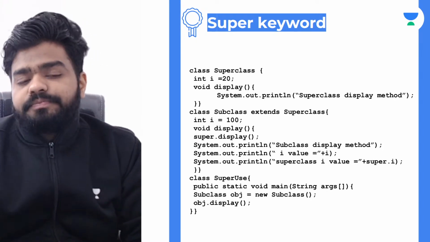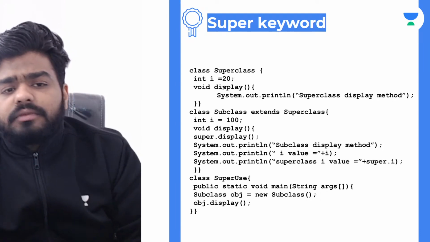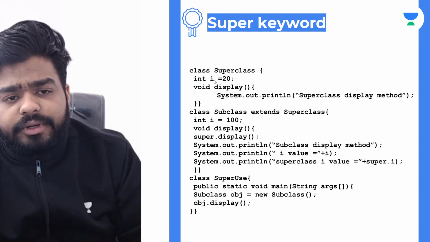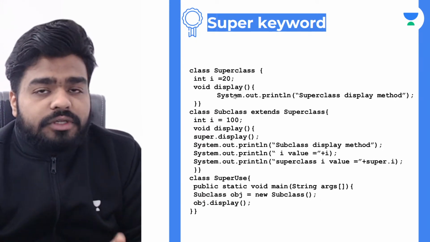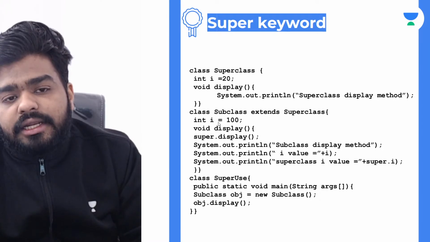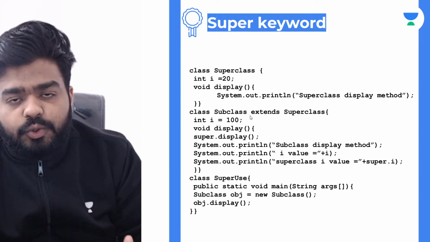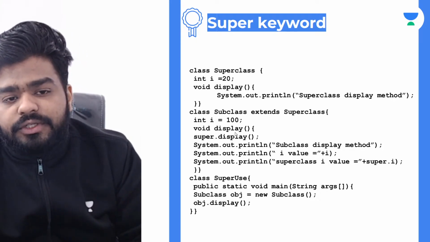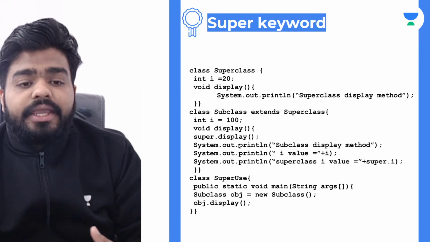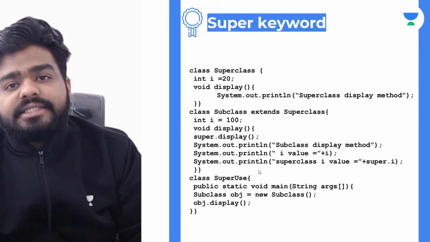So you can see here, we have a class superclass. We are having a basic parent class, basically a superclass, with i equal to 20, and then a display function which you have written here. And then we have a child class in which we have subclass extends superclass. That means inheritance is shown here. And then we are writing int i equal to 100 and then a display function, the same as before. And then it's written super.display. Can you see that? So let's understand what is happening here.